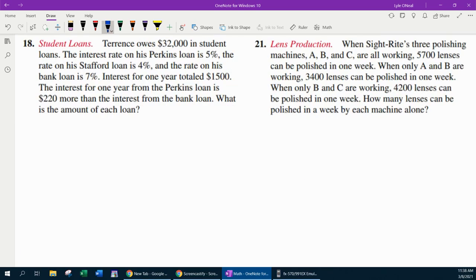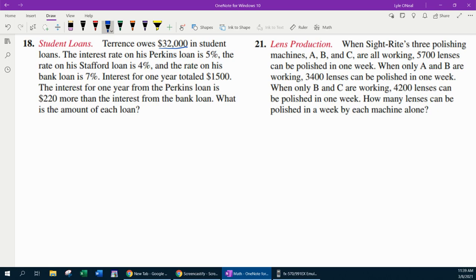All right, next, number 18, student loans. Terrence owes $32,000 in student loans. Poor Terrence. The interest rate on his Perkins loan is 5%. The interest rate on his Stafford loan is 4%. And the rate on his bank loan is 7%.